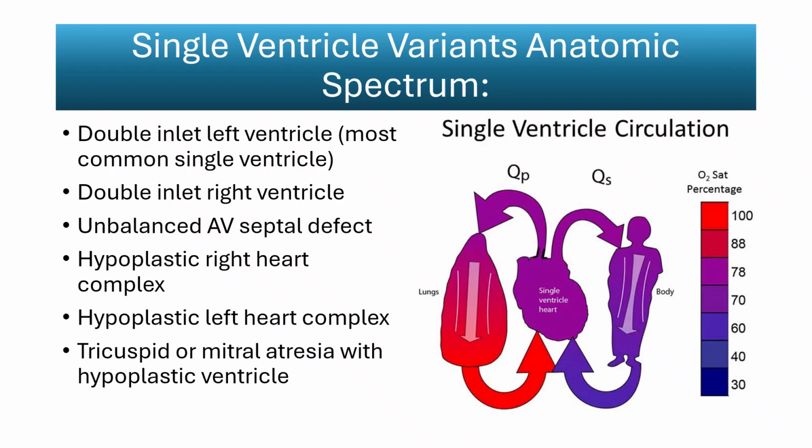The hypoplastic right heart complex encompasses lesions with underdeveloped right-sided structures, often in association with pulmonary atresia or severe tricuspid disease. Conversely, the hypoplastic left heart complex includes mitral or aortic atresia with an underdeveloped left ventricle and ascending aorta. Tricuspid atresia or mitral atresia with hypoplasia of the contralateral ventricle represent additional pathways into the single ventricle category. Although anatomy differs, the unifying feature is reliance on a solitary ventricle to sustain both systemic and pulmonary circulations, dictating the need for staged palliation toward a Fontan pathway.